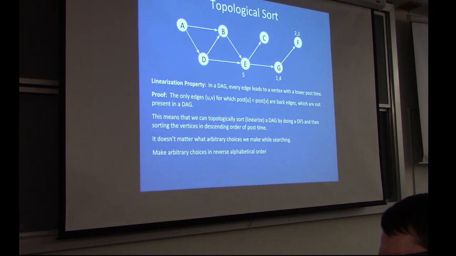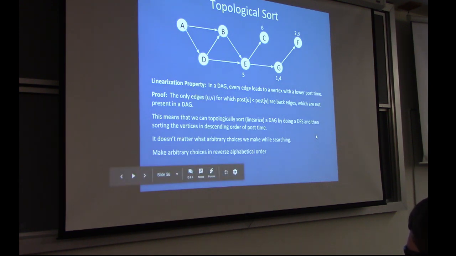What's going to happen? Right, there's one edge to G, but it's already been visited, so we'll ignore that. Then we try to go to C. It's not visited, so it gets a pre-time of 6. There's no way out of there, so it's a post-time of 7. We looked at everything out of E. It gets an 8.